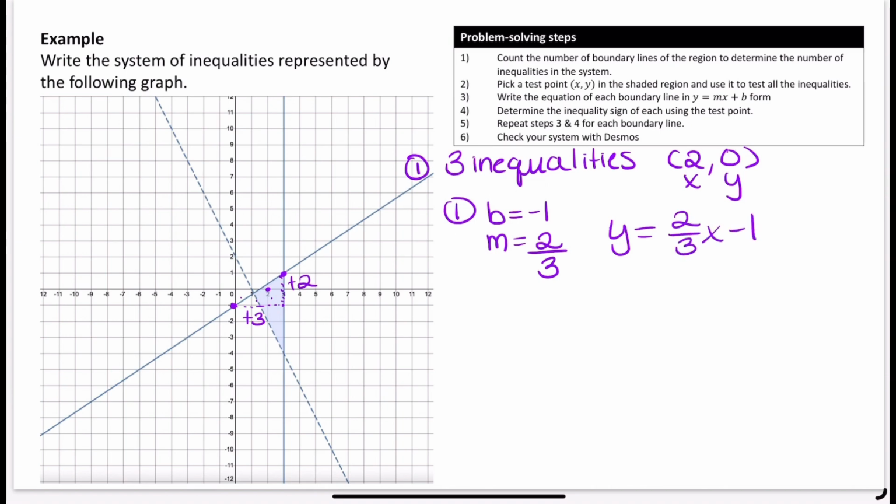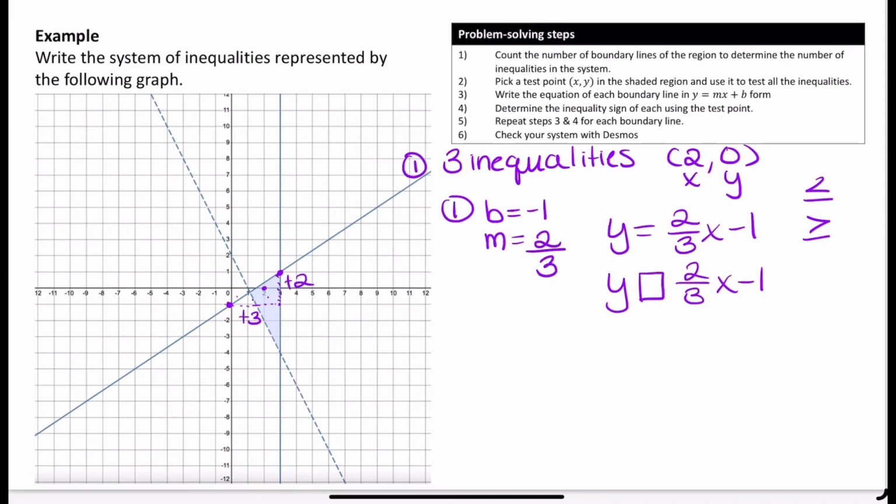But like I said before, we're not looking for equations, right? We're going to say y and then something 2/3 x minus 1 because we know we're looking for inequalities. Well, if I look at this line, notice that I have a solid line. Okay, so since it's solid, I'm going to have a less than or equal to or a greater than or equal to sign. So let's use our test point to help us figure this out.